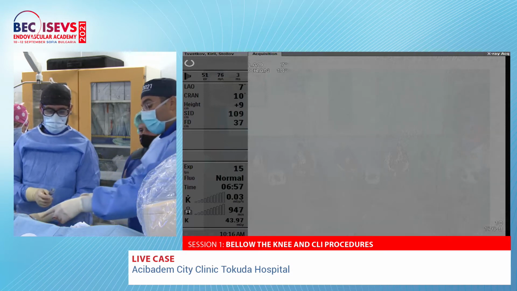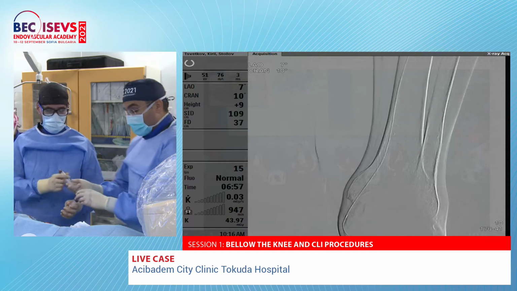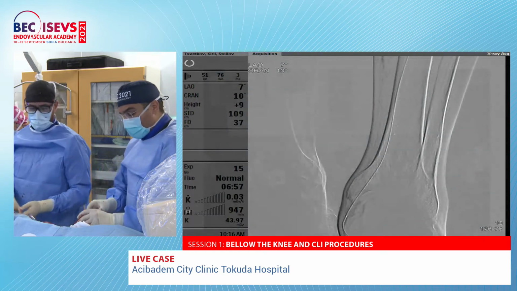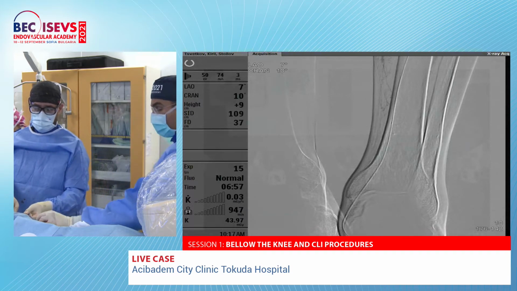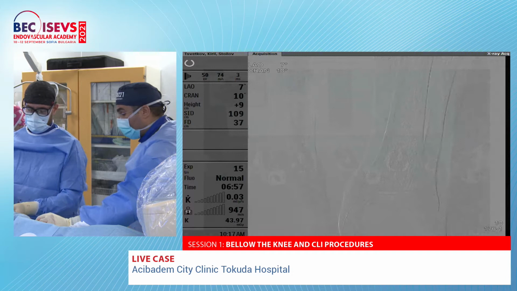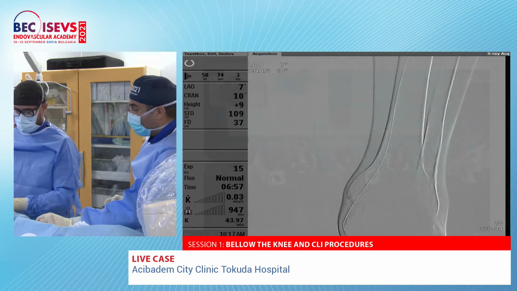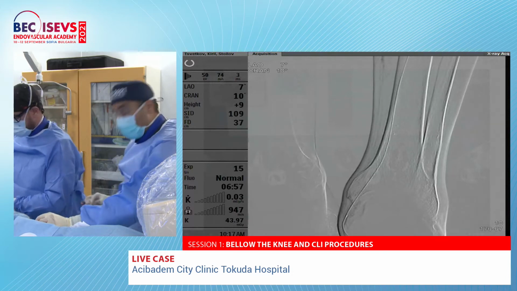Can we change for a longer support catheter? Yes, please. Yes, 100. The wire is long enough. The Command is the long one. Absolutely, yes. Let's see where we are.